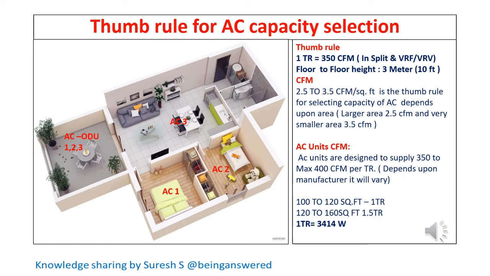All the AC units will be mentioned as TR, ton refrigeration. 1 TR is 12,000 BTU. To know more about BTU and its calculation, watch my previous videos. We'll go into the thumb rule understanding. 1 TR will have 350 CFM in split and VRF. Depending upon the manufacturer, it will vary from 350 CFM to 370 CFM. We are discussing this thumb rule by considering a floor height of 3 meter.